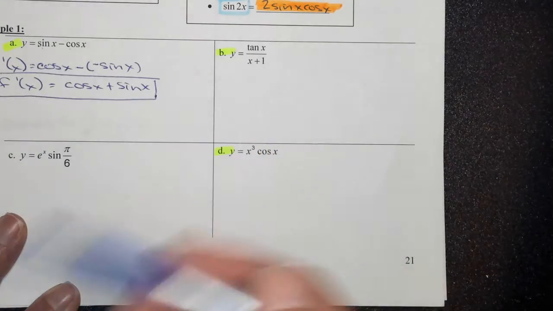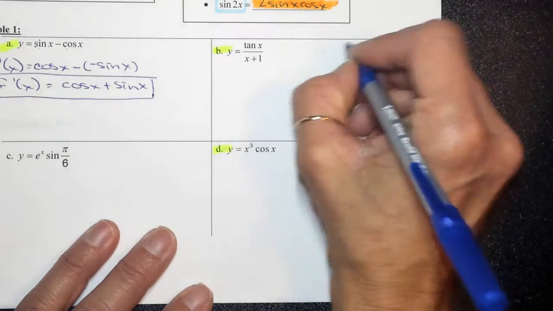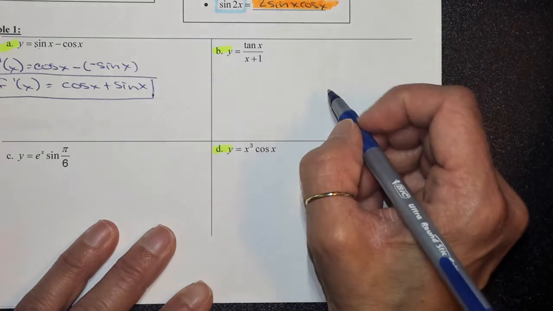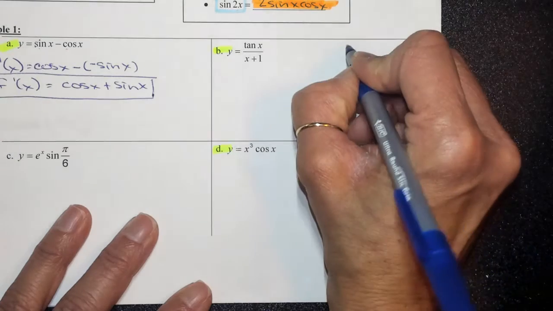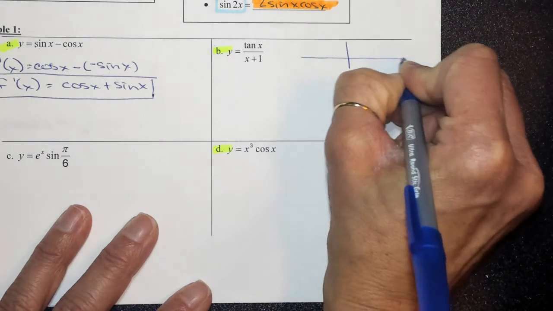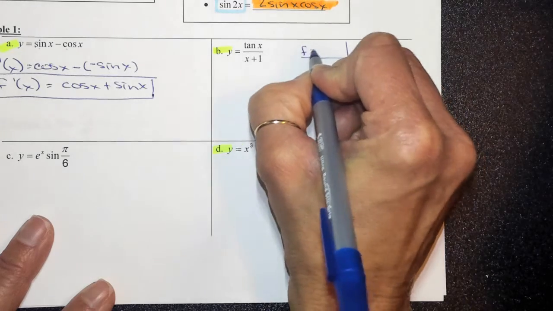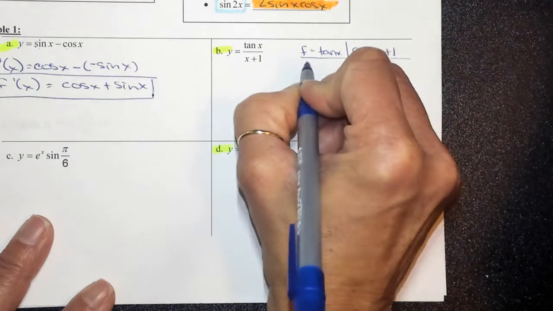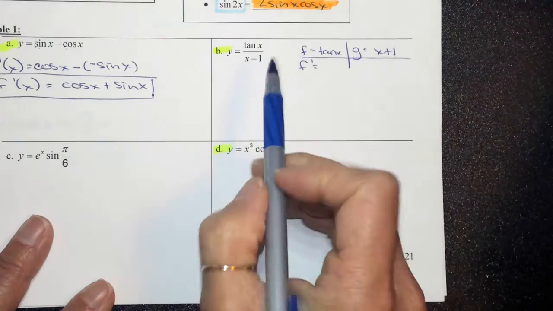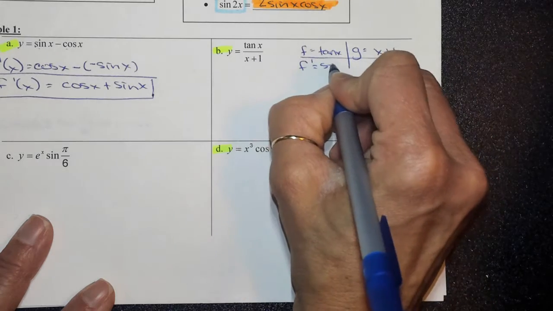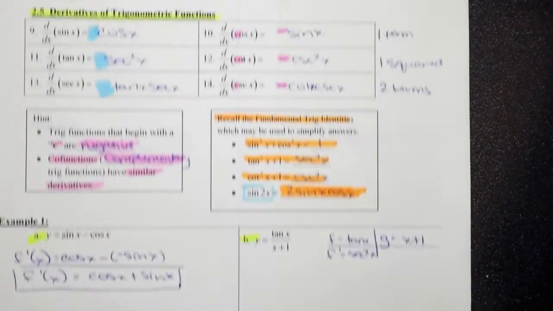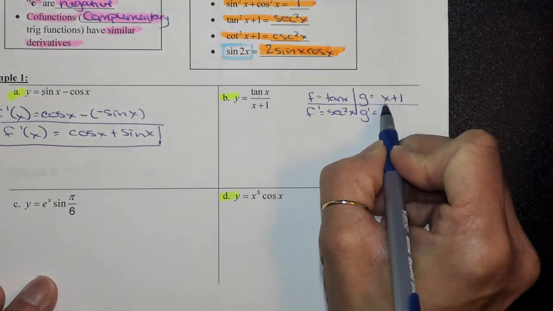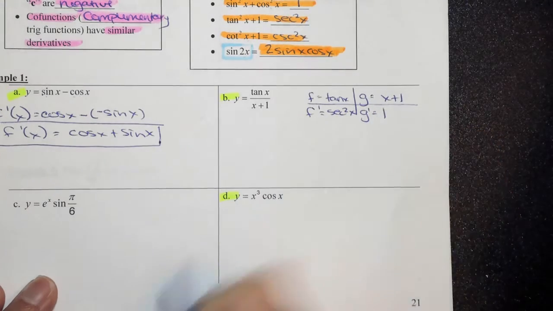Here we have a quotient. So if you recall from our previous section, the quotient rule is f prime of x is equal to f prime g minus f g prime over g squared. So what we need to do is identify what we have as f and what we have as g. We're going to take f as the top, which is the tangent of x, and g as the bottom, which will be x plus 1. So I'll take the derivative of each one. So f prime, the derivative of the tangent of x, is secant squared of x, which comes from up here. And then g prime, the derivative of x is 1, and the derivative of 1 is 0, so this is just 1.